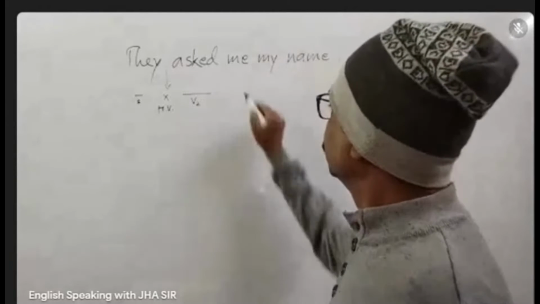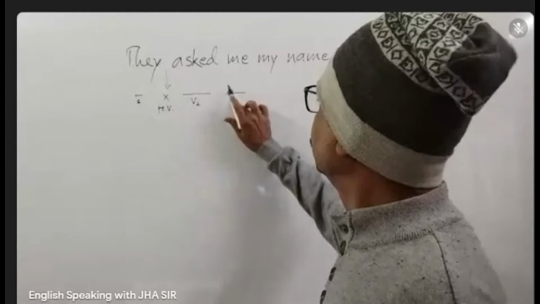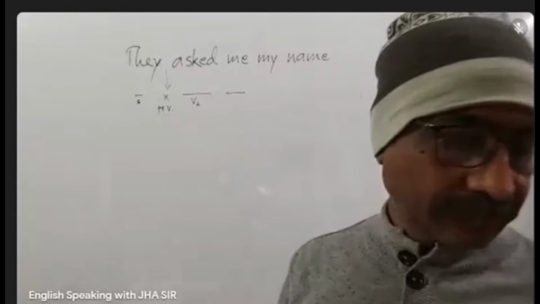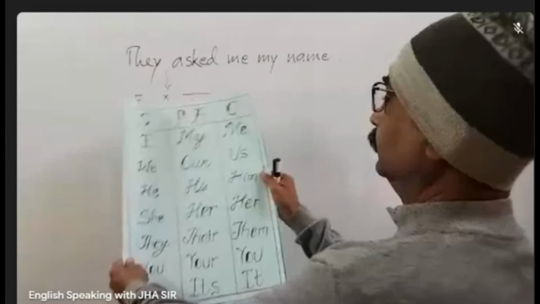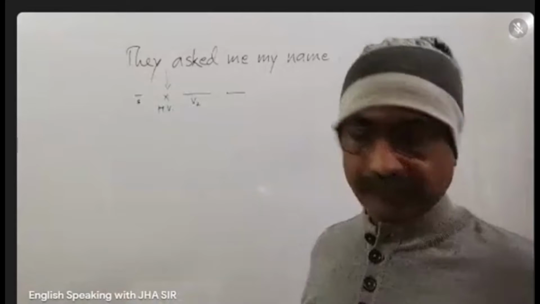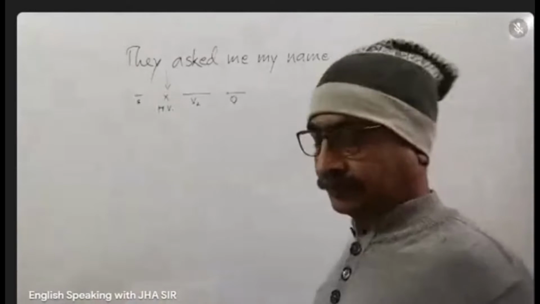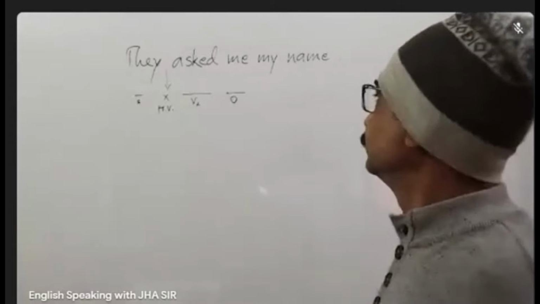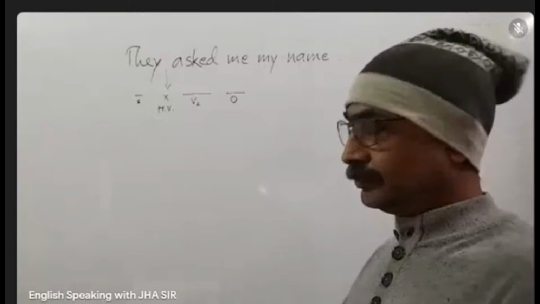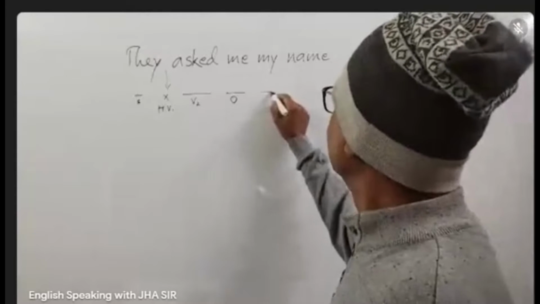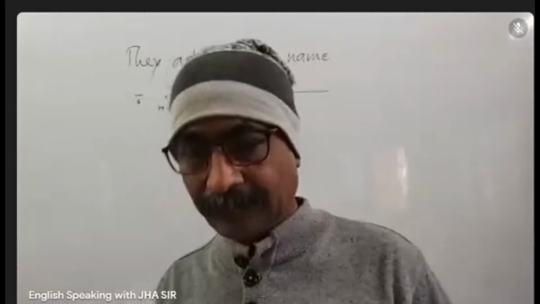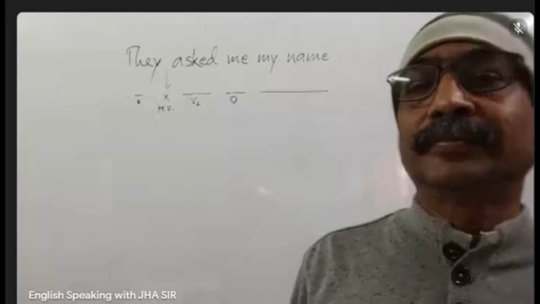What is me in this sentence? Me is a pronoun, the object: they asked me. What is my in this sentence? My is a possessive adjective. My name is the extension. Name is a noun, and altogether, my name is the extension.